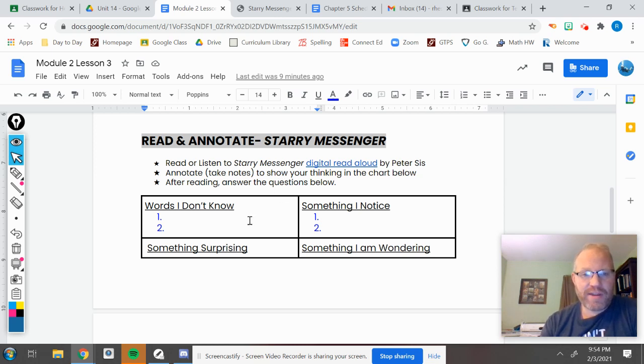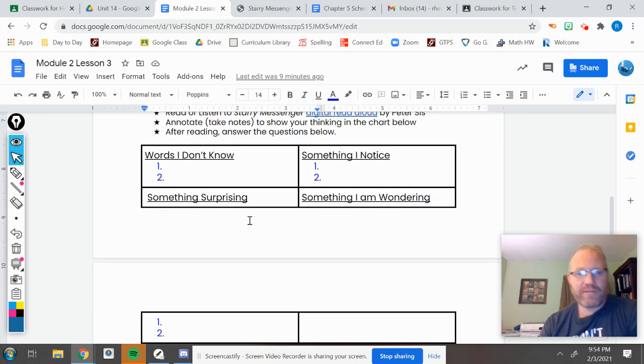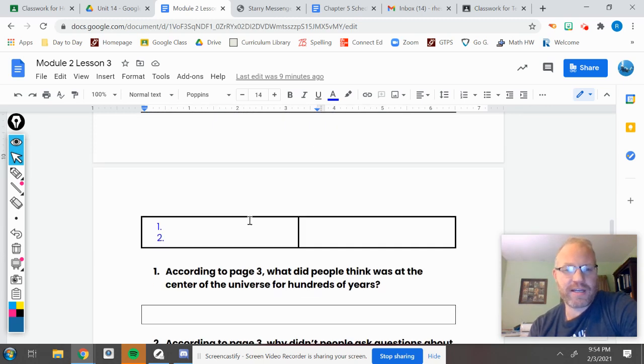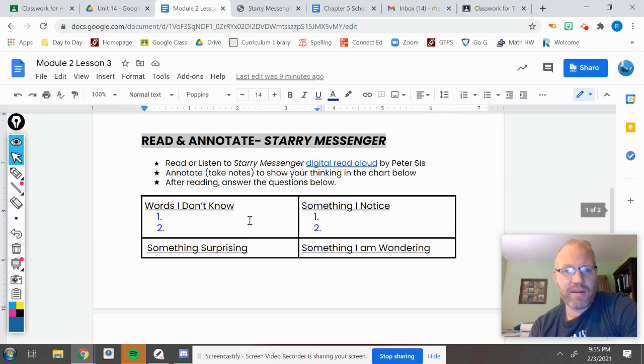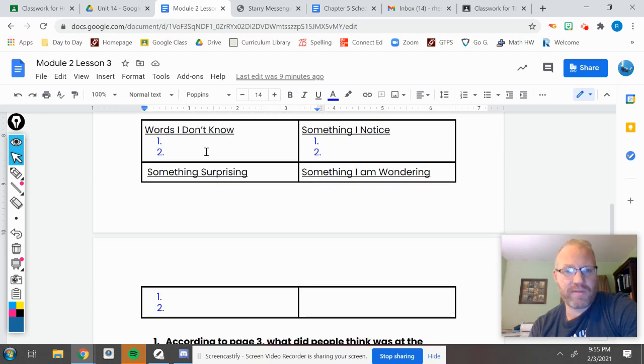So I'm going to have them read it by clicking on the play button for each page, because some of the text is kind of blurry and hard to read on there. But you're going to be able to say the words that you don't know, something that you notice, something surprising, and something you're wondering. Now, for each of these, you're going to be putting two things.